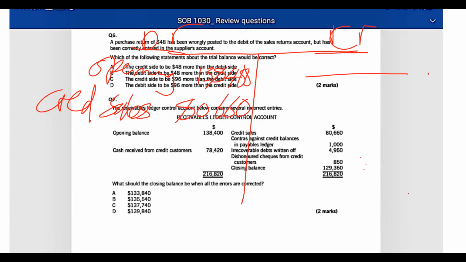Okay, so let's go to the contra. The contra against a credit balance in the payables ledger of 1,000. Where does this one go? What's the impact of this? In short, does that reduce the balance that they owe us, our debtors, or does it increase the amount that our debtors owe us?